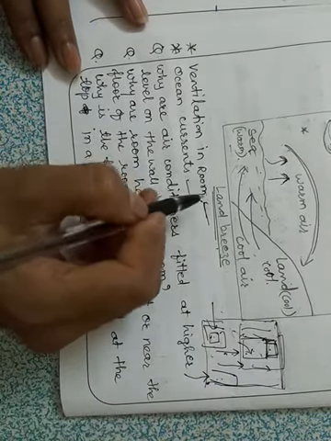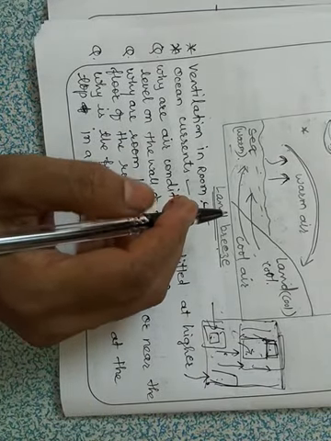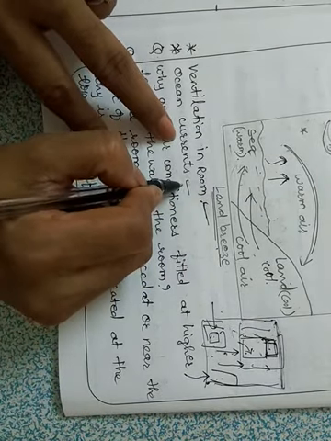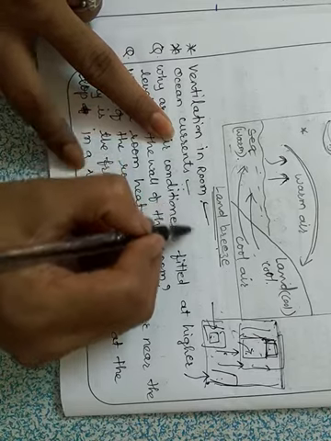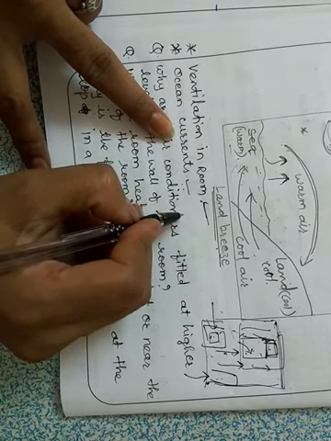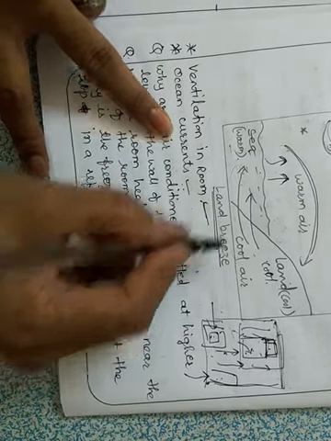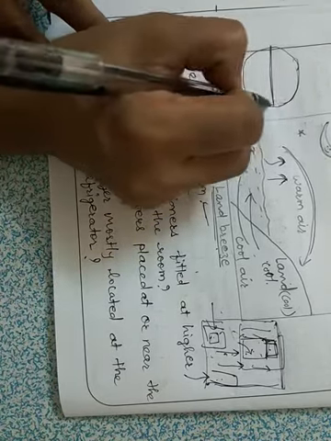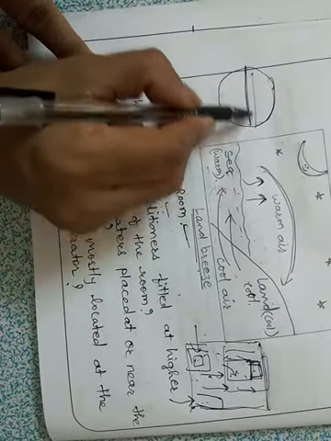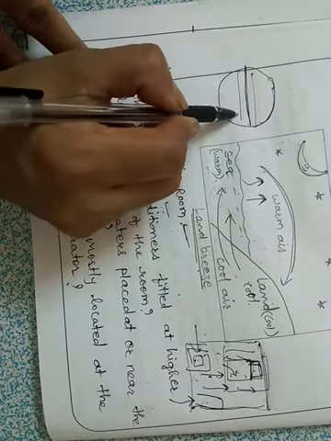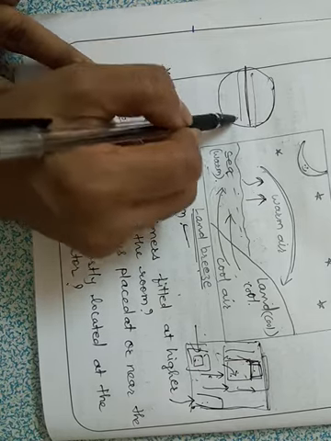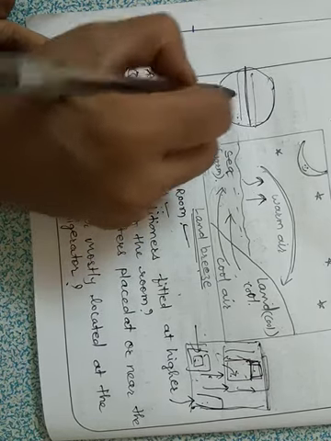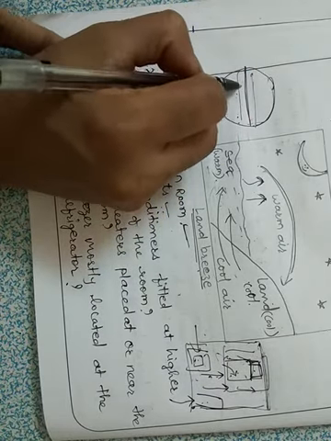Okay, then we have ocean currents. What are ocean currents? See, the water near the equator, you know the equator? Suppose this is the earth and this is the equator. So water near this equator gets heated by the sun rays, and as a result this ocean water in the equatorial regions becomes warm or hotter and lighter.